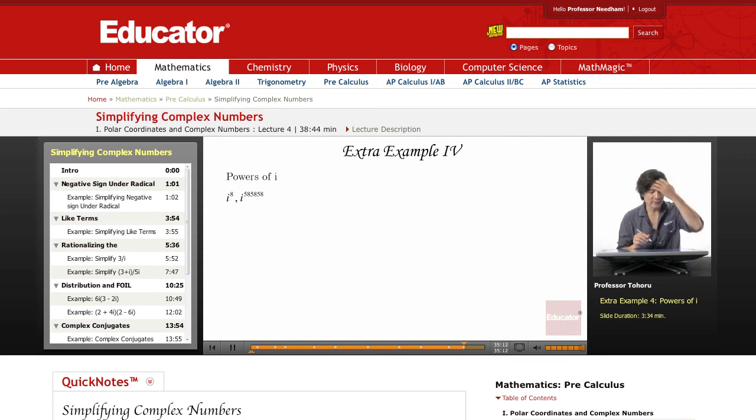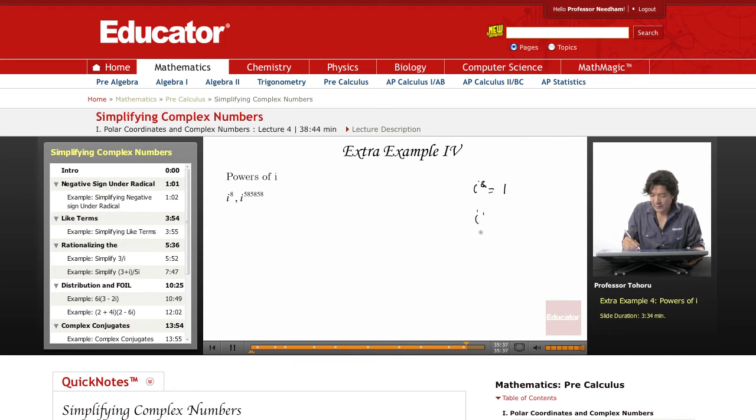These powers of i, I included a smaller number here just so we already know from the list that i to the 8 is going to equal 1. So let's take a look at this thing.